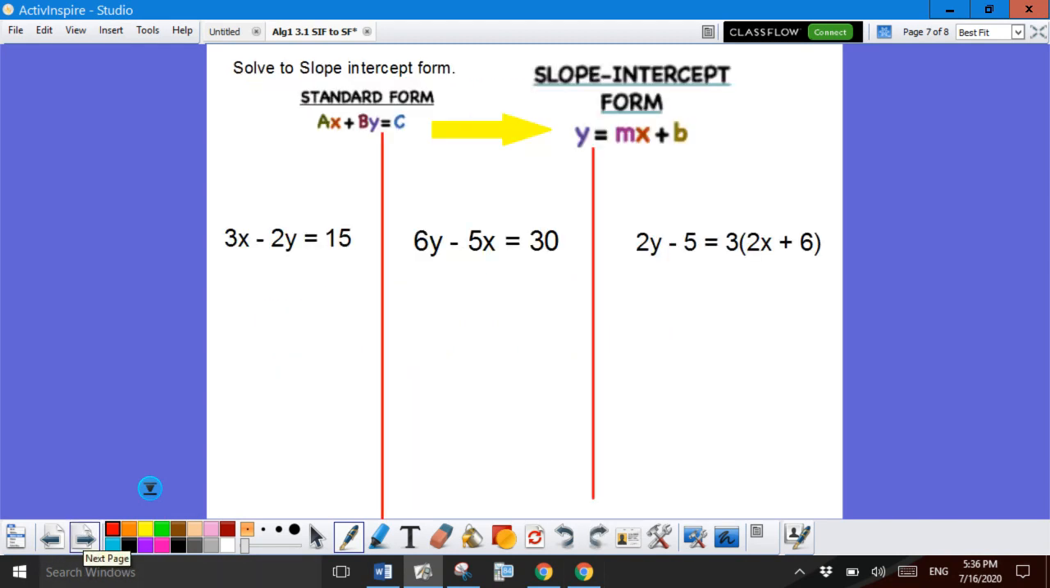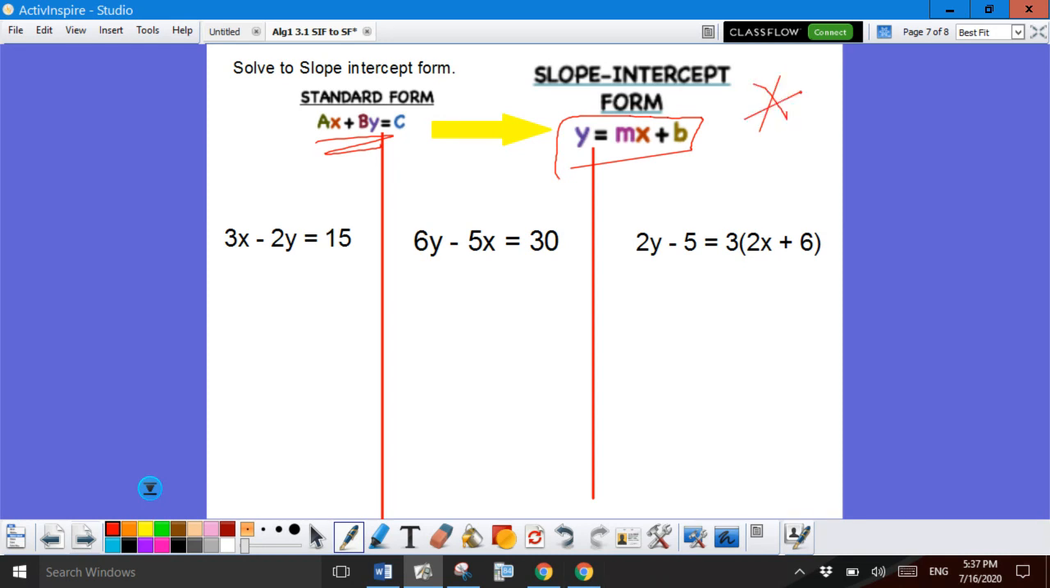All right, now we're actually going to move the other direction. And we practiced some of these when we were doing literals in chapter 2, where we were solving those variable equations to other variable equations. So we are going to start in standard form, and we're going to go to slope-intercept form.